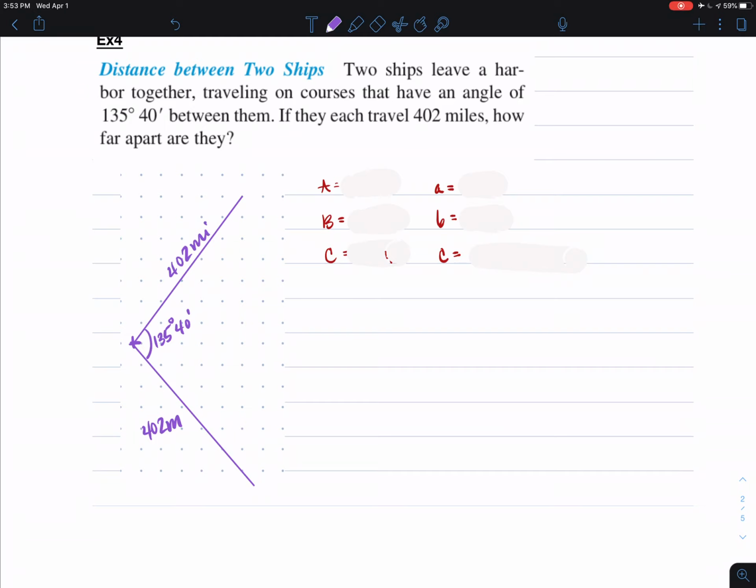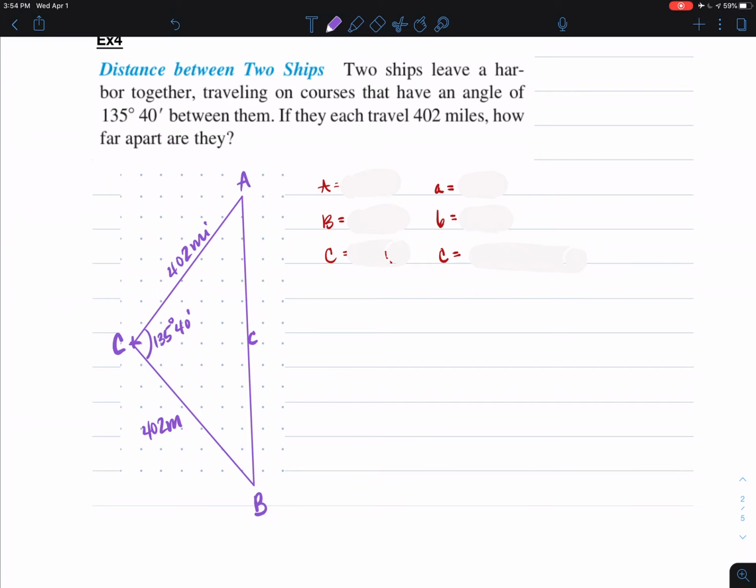Now, I'll call the upper ship, ship A, and the lower ship, ship B. And then the harbor I'll just call C. Now let's go and read what the question is. If they travel 402 miles, how far apart are they? And so essentially what I want is my side C. So I don't need to find everything. I'm just simply going to find exactly what I'm required to find.